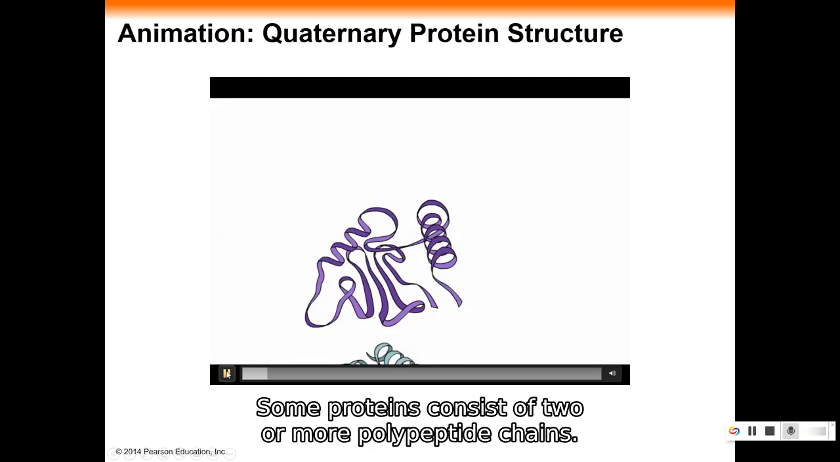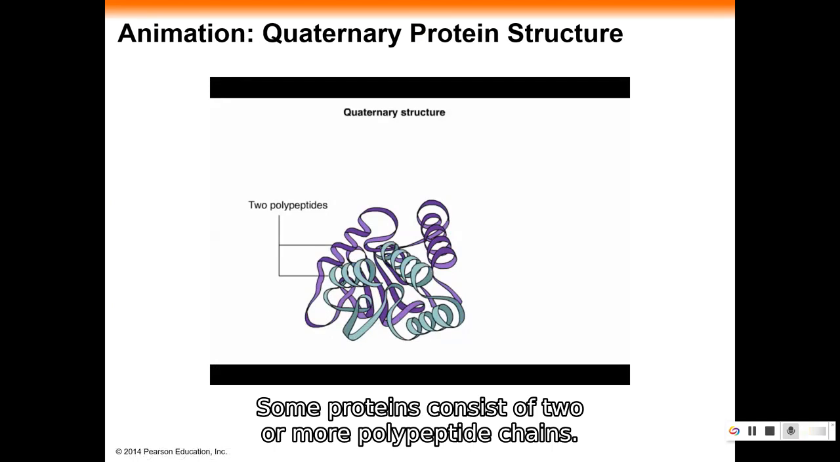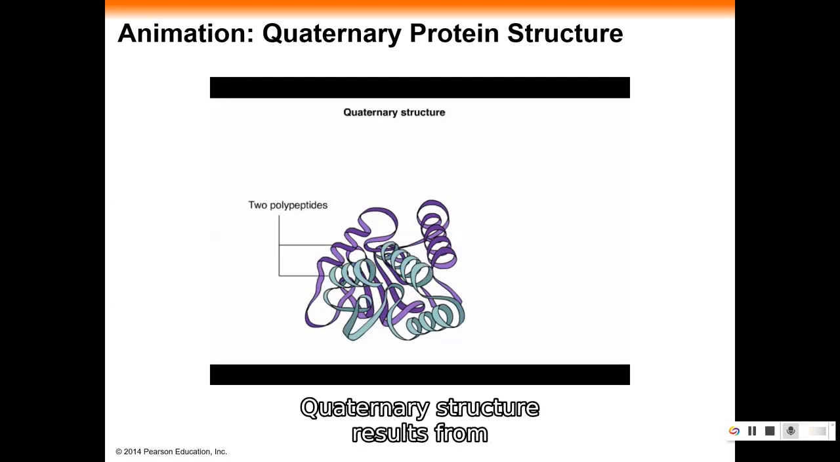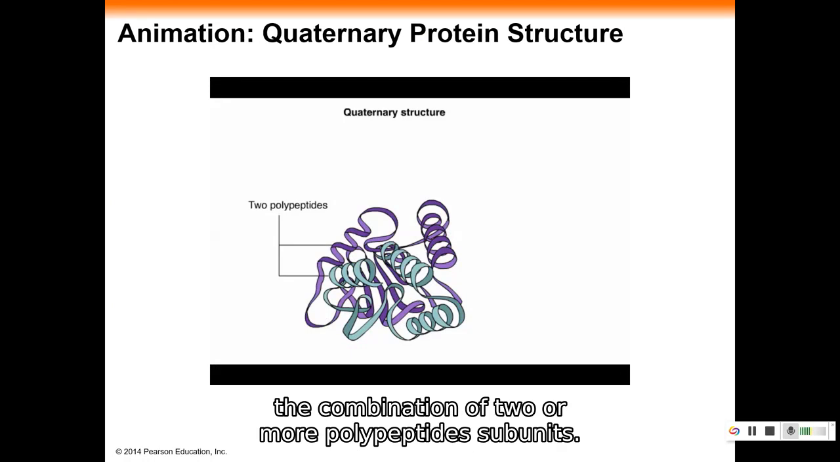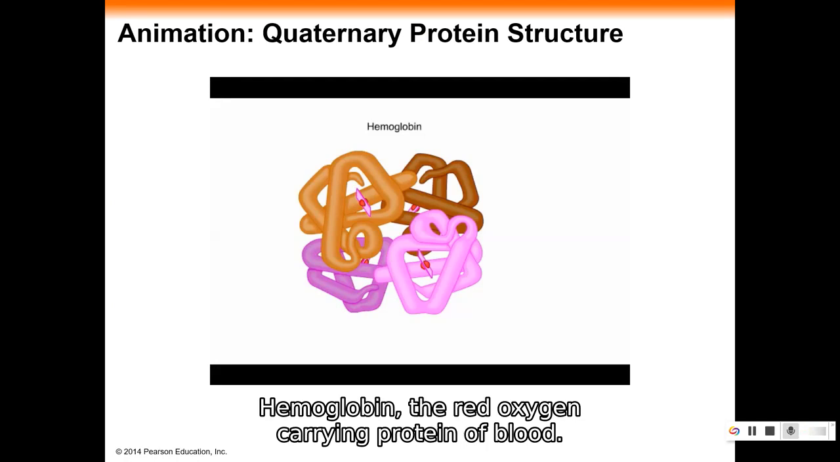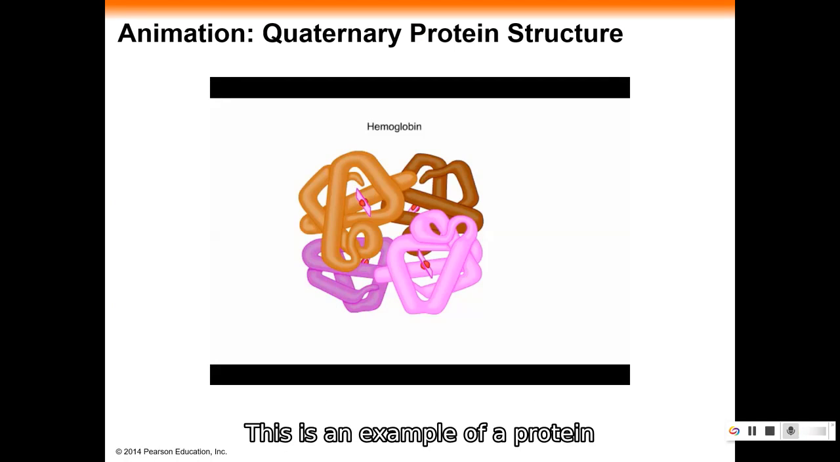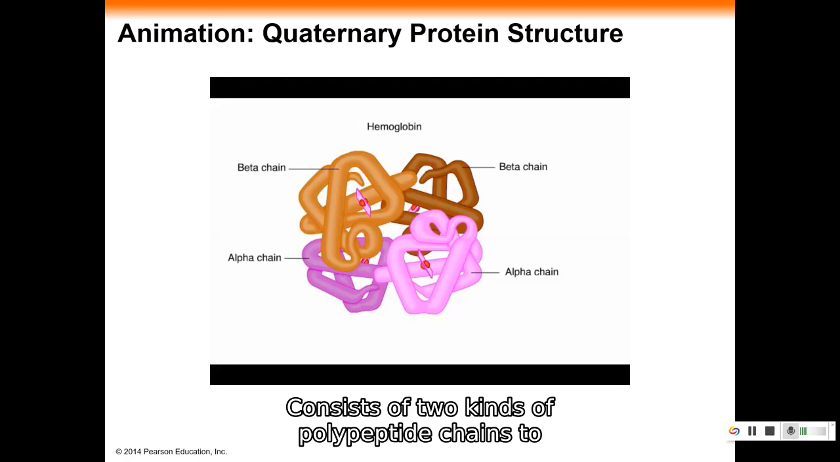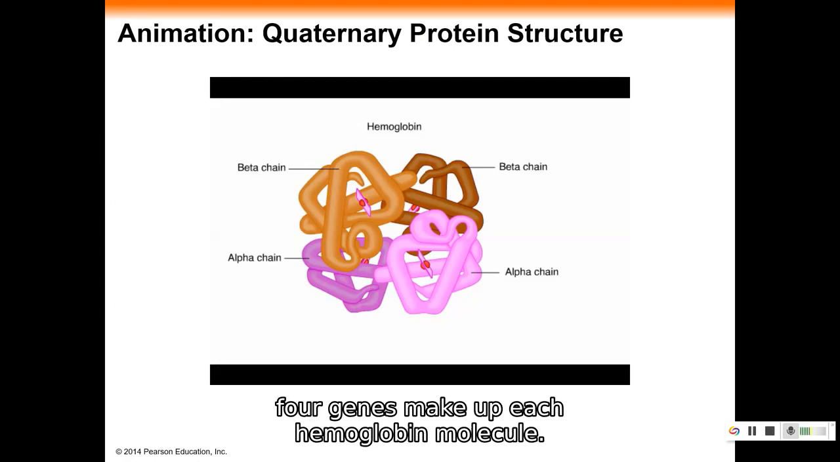Some proteins consist of 2 or more polypeptide chains. The 4th level of protein structure, quaternary structure, results from the combination of 2 or more polypeptide subunits. Quaternary structure is stabilized by the same sorts of attractions that stabilize tertiary structure. Hemoglobin, the red oxygen-carrying protein of blood, is an example of a protein with quaternary structure. It consists of 2 kinds of polypeptide chains. 2 of each, a total of 4 chains, make up each hemoglobin molecule.